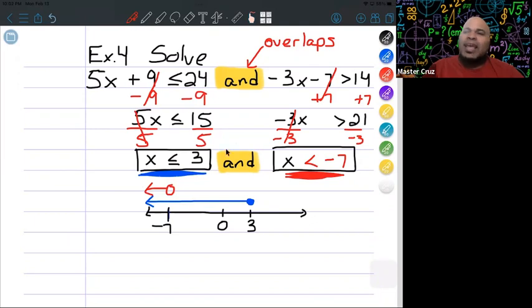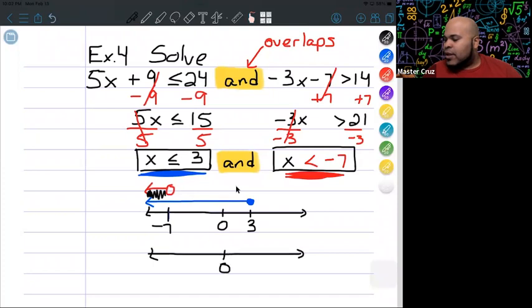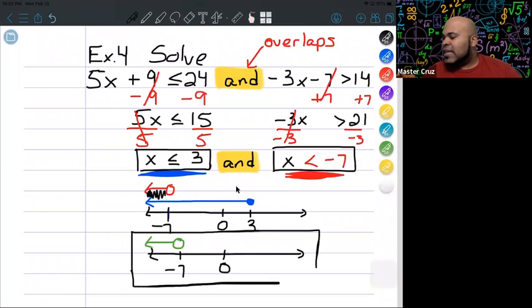Now, remember, this is an "and" problem. So we only care about where they overlap. Well, these only overlap over here, actually, on the left-hand side. So my final graph, which is the answer graph, okay, goes to -7. And then right here there is an open circle, and it's going to the left. This is my final answer. That is the "and," because that is where they overlap. Okay, that's where both of my answers overlap.